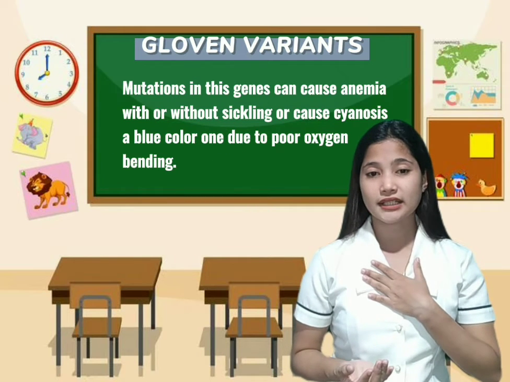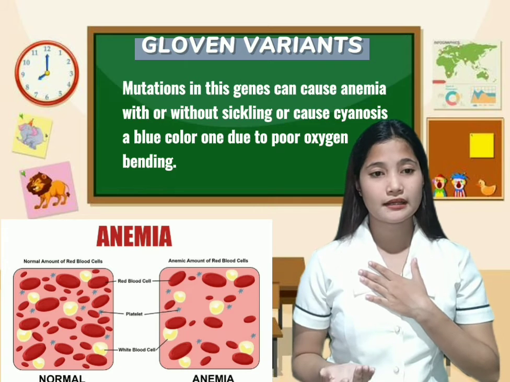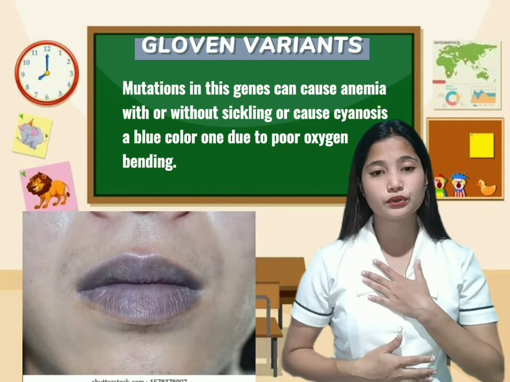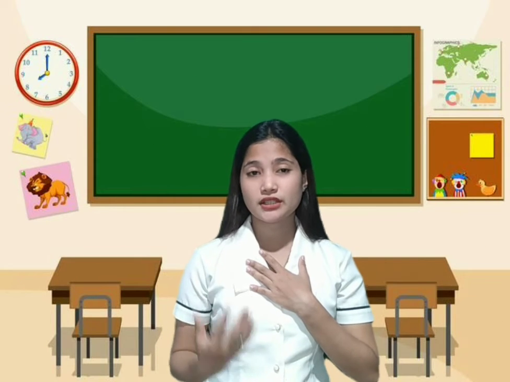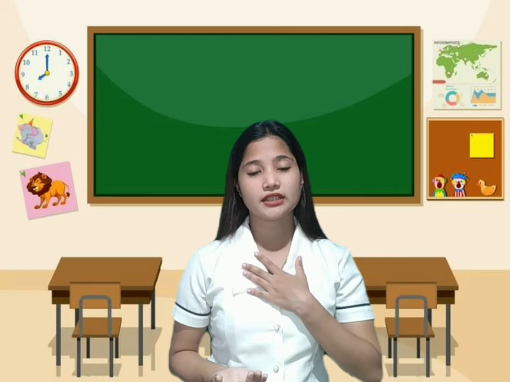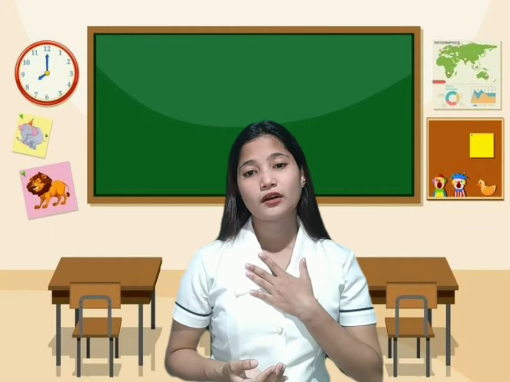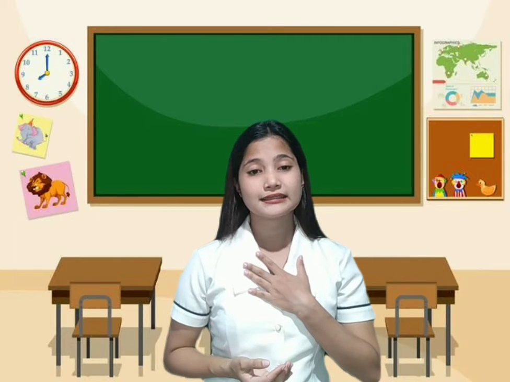Mutations in these genes can cause anemia with or without sickling, or cause cyanosis, a blue pallor due to poor oxygen binding. Rarely, a mutation boosts the molecule's affinity for oxygen. Some globin gene variants have little or no effect and are considered clinically silent.